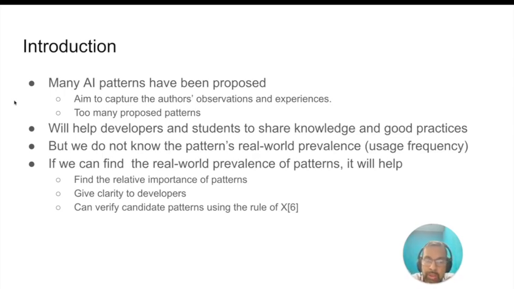So the goal of our project is to look at code and find which AI patterns are being used. If we can find that, those will be useful to find important patterns. It will give clarity to developers, and we can verify the candidate patterns as actual patterns, etc.